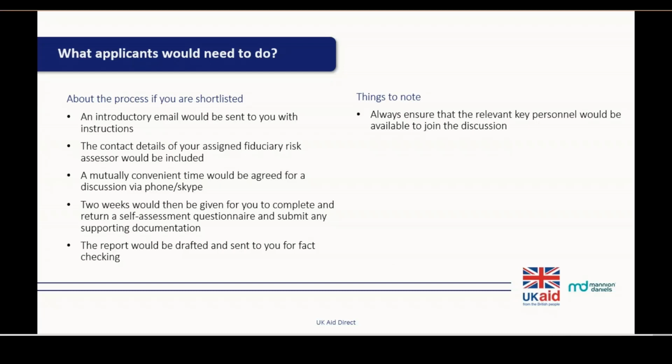I'll go back a couple of points just in case you missed it. You get two weeks to complete the necessary documentation, which includes a self-assessment questionnaire and supporting documentation. After that, you'll have a call with your assessor. Your assessor will then draft a report based on the findings, and this will be sent to you for fact checking. This gives you a chance to see the report in its entirety before it goes to DFID.